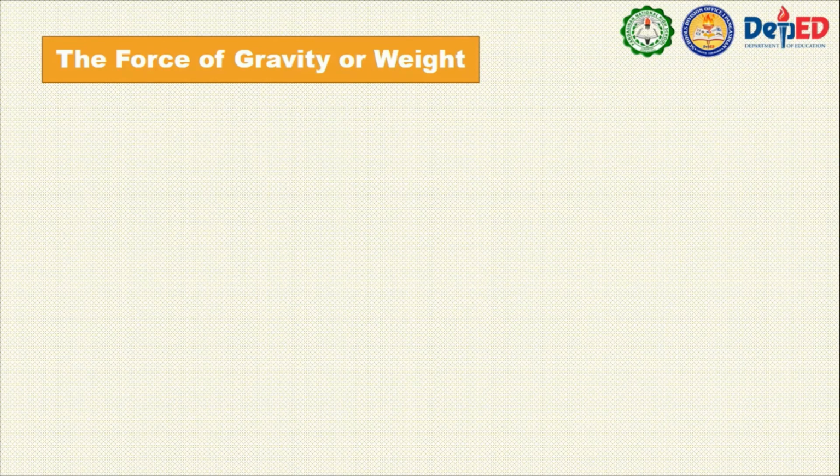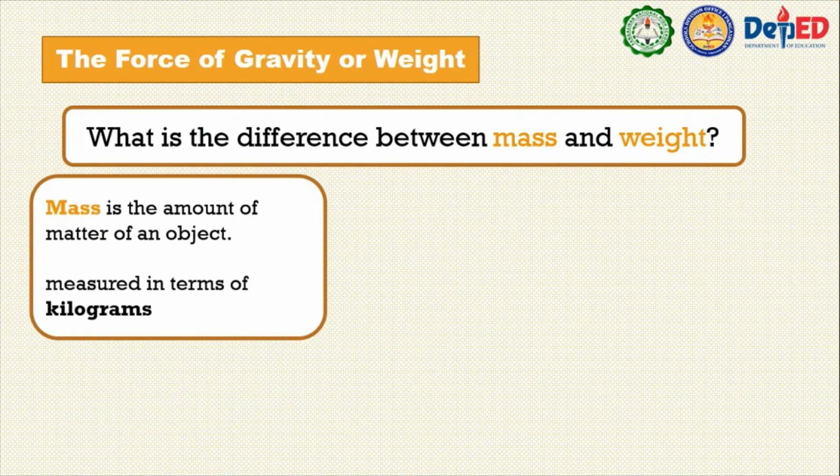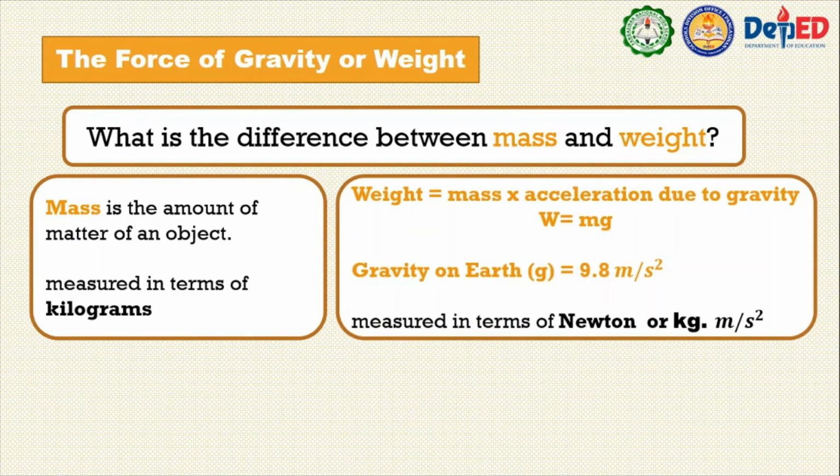Force of gravity or weight. What is the difference between mass and weight? When we say mass, it is the amount of matter of an object. It is measured in terms of kilograms, while weight is equal to the mass times acceleration due to gravity. Here on Earth, the acceleration due to gravity is 9.8 meter per second squared. It is represented by small letter g. Weight is measured in terms of Newton or kilogram meter per second squared.